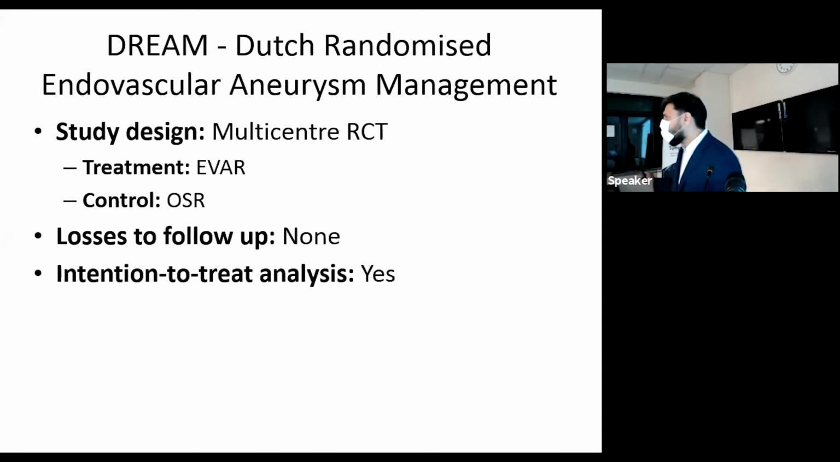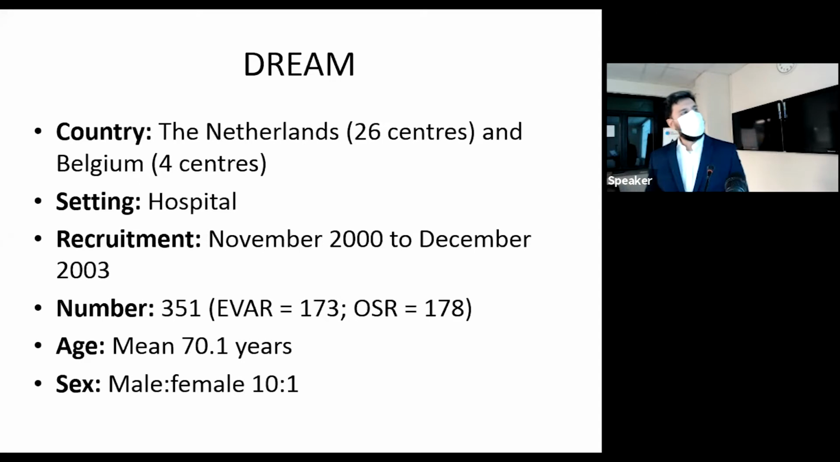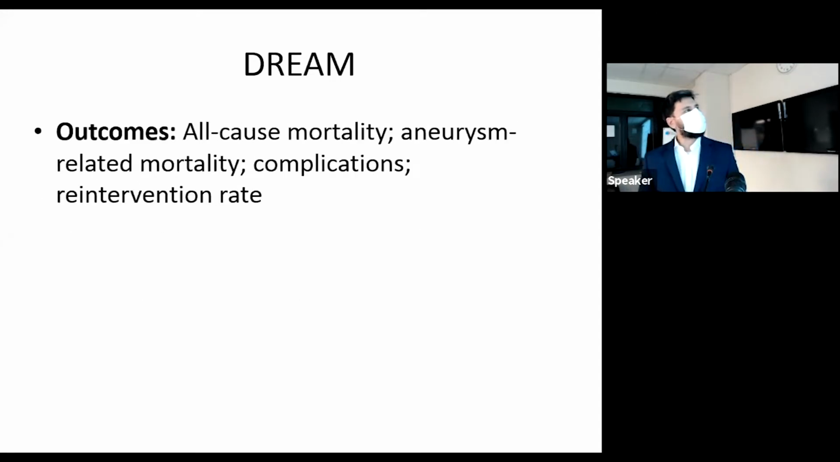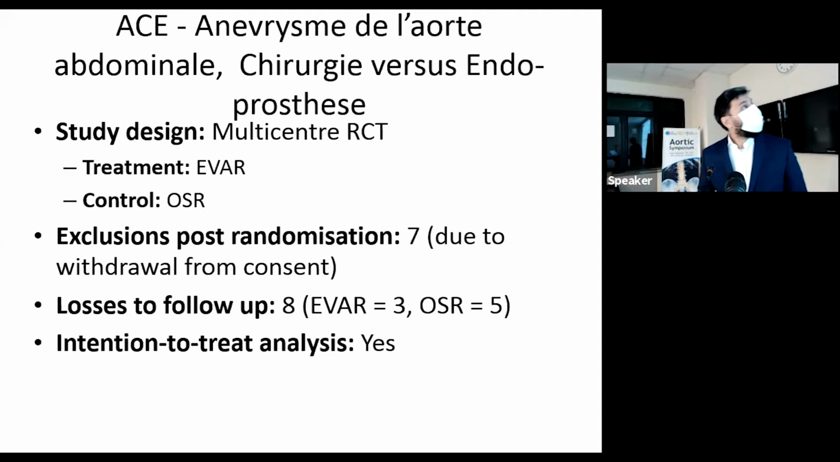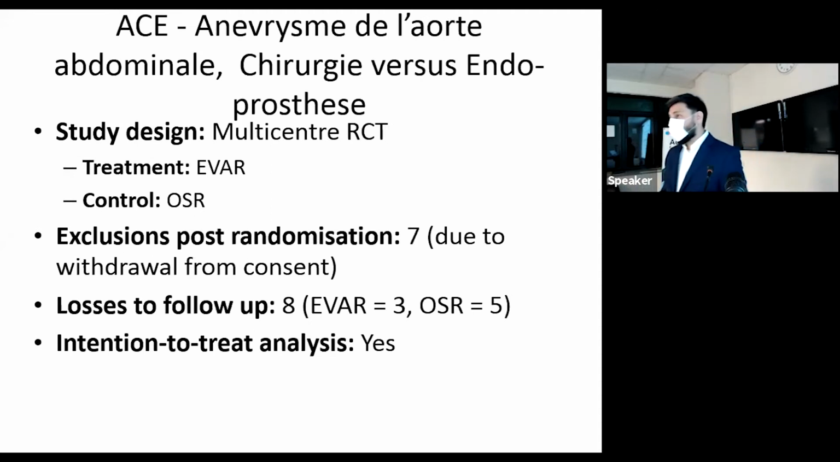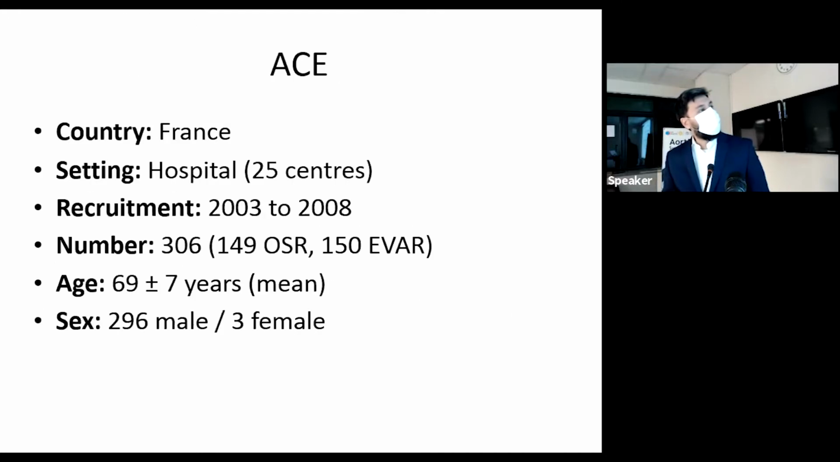And a much more imaginatively named trial, the DREAM trial, was the Dutch randomized endovascular aneurysm management trial. And this was between 2000 and 2003, fewer cases, you can see 351 randomized to both. And again, a number of outcomes, but one of the main ones is all-cause mortality. And finally, this is a French trial, the ACE trial, and 306 cases randomized to open surgical repair or EVAR.